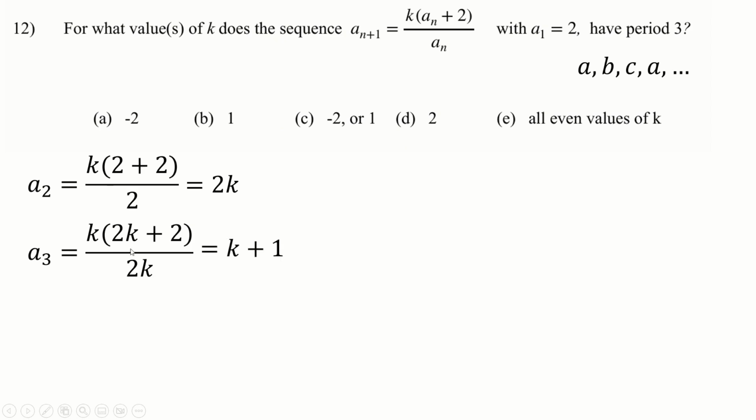k can't be 0, because if k was 0, every term would be 0, and then it wouldn't be period 3, it would be period 1, because every term except for the first would be 0. It would just go 2, 0, 0, 0, 0. So k can't be 0, so I can divide by k nicely there and just leave this.